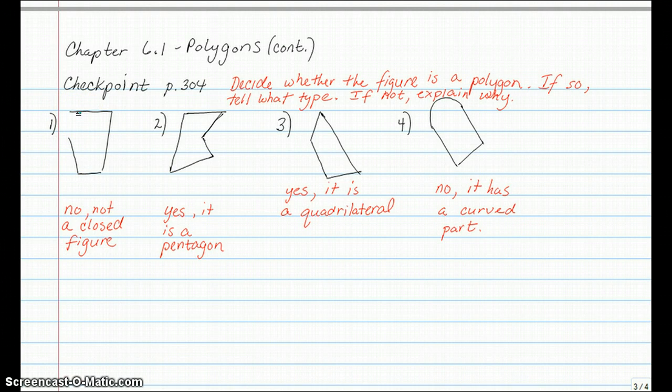Number 2 is a polygon because it's a closed figure. All of the segments meet at vertices, and there are no curved sides. So since it is a polygon, you count the sides 1, 2, 3, 4, 5, which makes it a pentagon. Number 3 is also a polygon because it is closed. All of the segments meet at vertices, and there are no curved sides. It has 1, 2, 3, 4 sides, so it is a quadrilateral. Number 4 is not a polygon because it has this curved part.